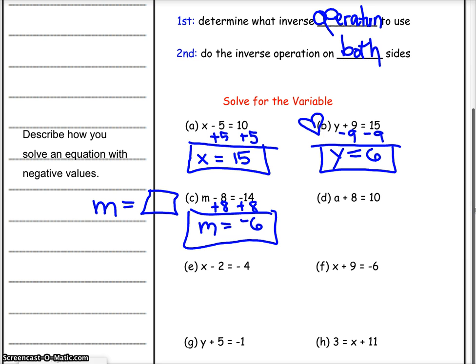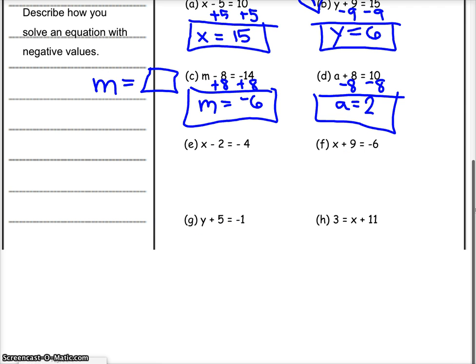A plus 8 equals 10. What's the inverse of plus 8? Yep, so I'm going to minus 8 to both sides because I have to keep that balance. I have to apply the subtraction property of equality, meaning I do it to both sides. A equals... Actually, I love algebra. This is great.